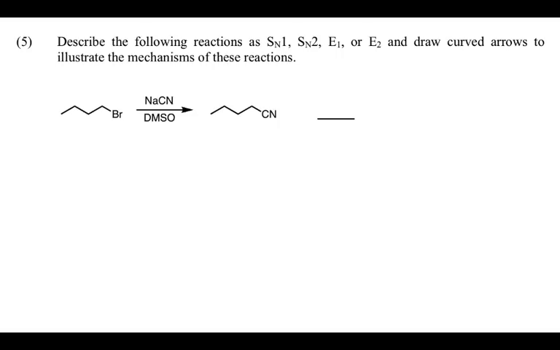Okay, next one. Now, these are a little faster. So here you just have to judge, is it SN2, SN1, E1, E2, okay? And then just draw the product. But it's just a one-step thing. Who wants to give it a try?